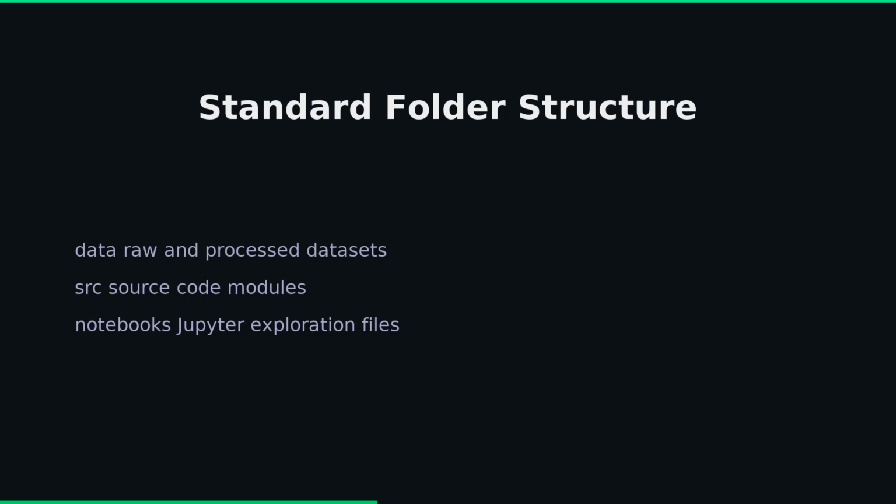The folder structure follows data science conventions developed over years of real-world projects. Raw data stays separate from processed data to maintain data lineage. Source code gets modularized for reusability. Notebooks remain separate from production code. This organization scales from small experiments to large production systems.